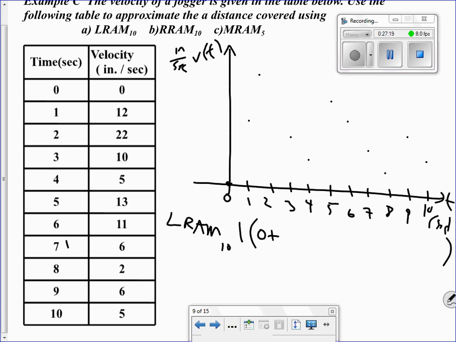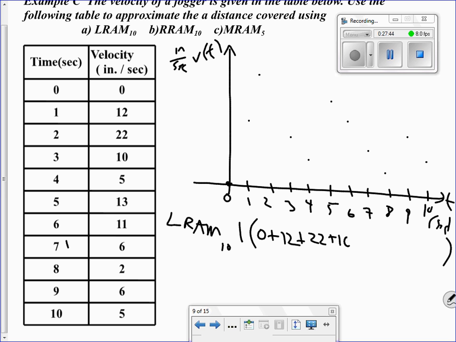Plus the height of the second rectangle. The second rectangle, the times go from 1 to 2. Whose y do I want? 1. It's going to be all in order. Do you see that? It's going to be plus 12. It's the height of the second one. And then the third one, 22, and you keep going.